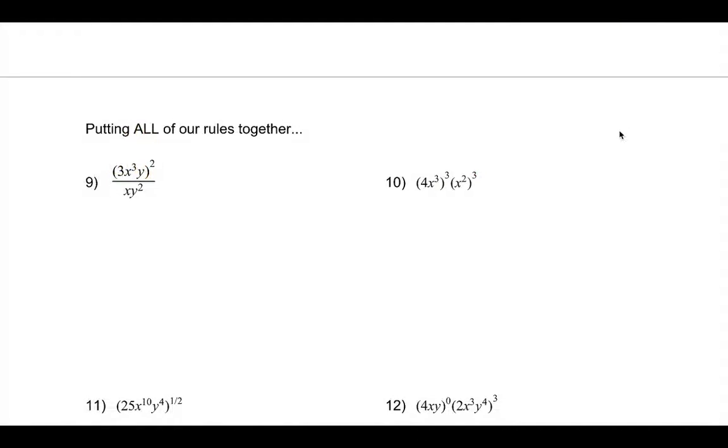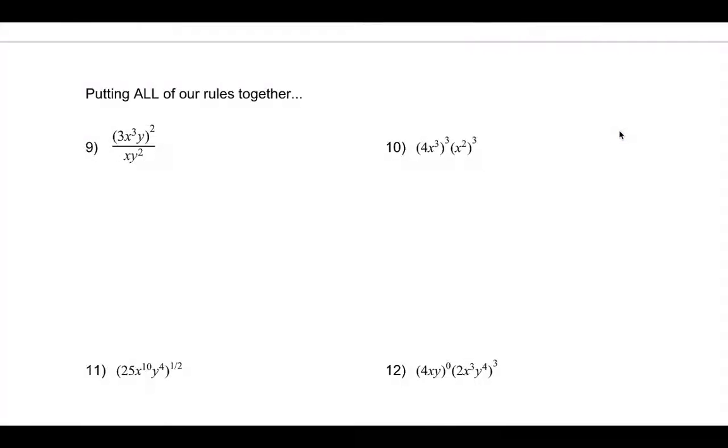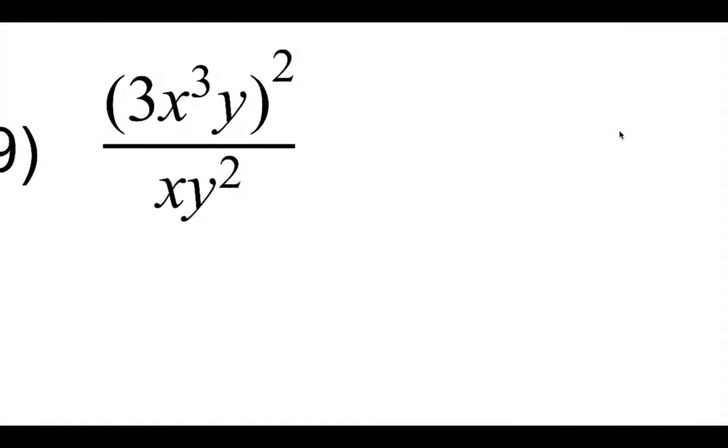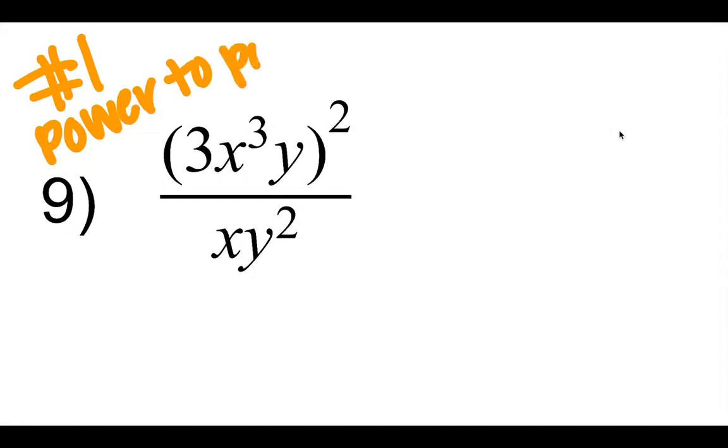Okay, so let's put all the rules together. So we're going to put everything we've learned so far. All of this: product of powers, quotient of powers, power to power, negative exponent, and maybe the rational zero theorem. We'll see. Okay, so here we are dividing. But first, I've got this power going on, okay? So the first step I need you to do, number 1, is power to power. Okay, that's what's happening here.